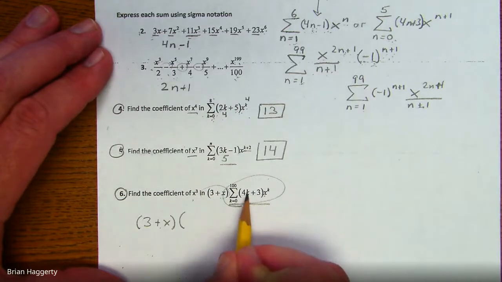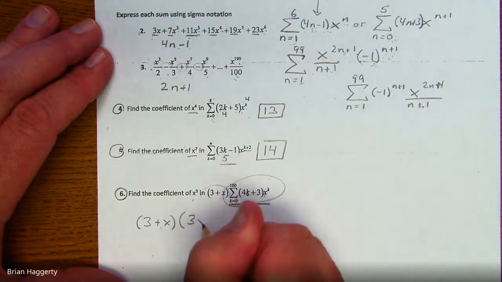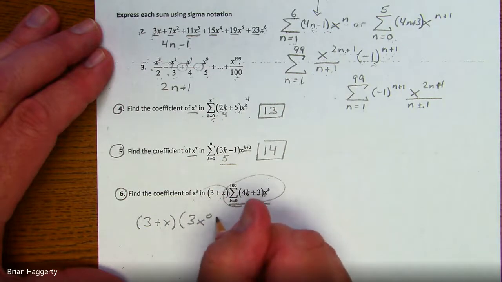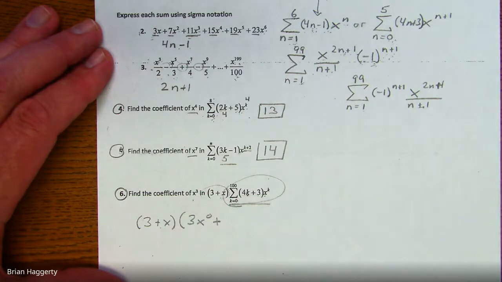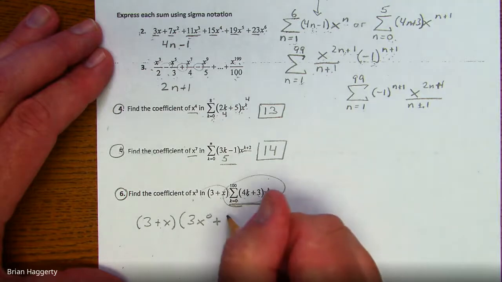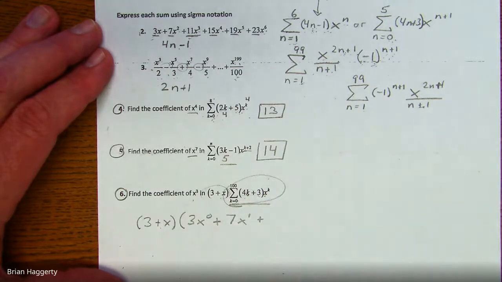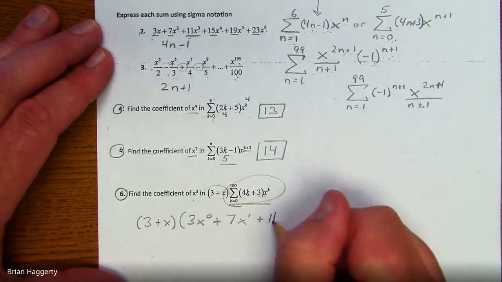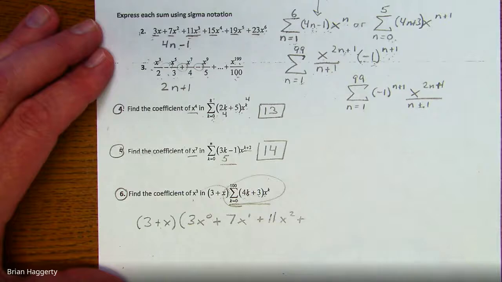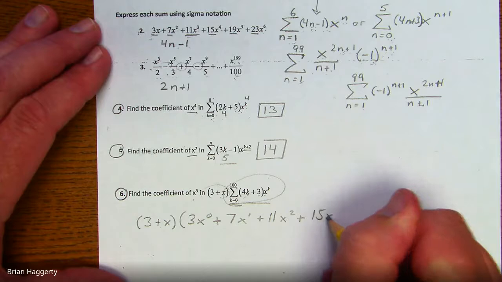So when we plug in a 0, that's going to be 0 plus 3 is 3, x to the 0. Then we plug in a 1, so that will be 4 plus 3 is 7, x to the 1st. Plug in a 2, so that will be 8 plus 3 is 11, x squared. Plug in a 3, that will be 12, 15, x to the 3rd.